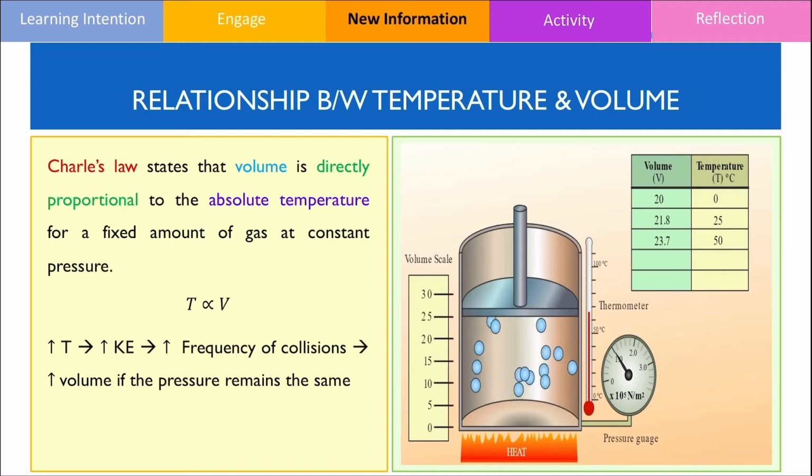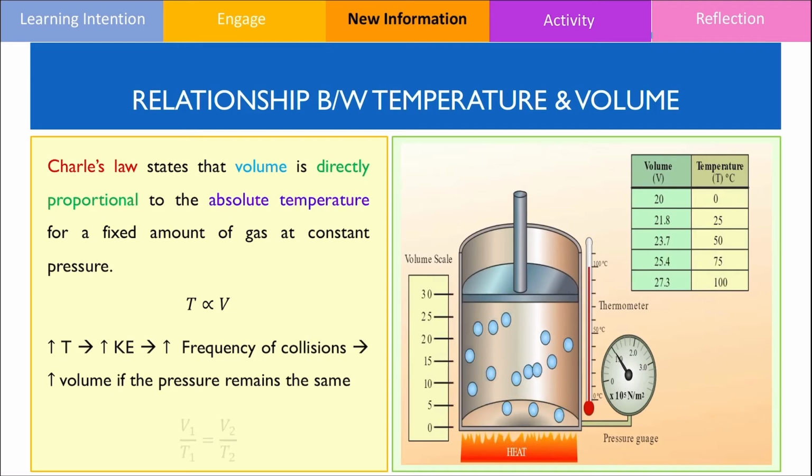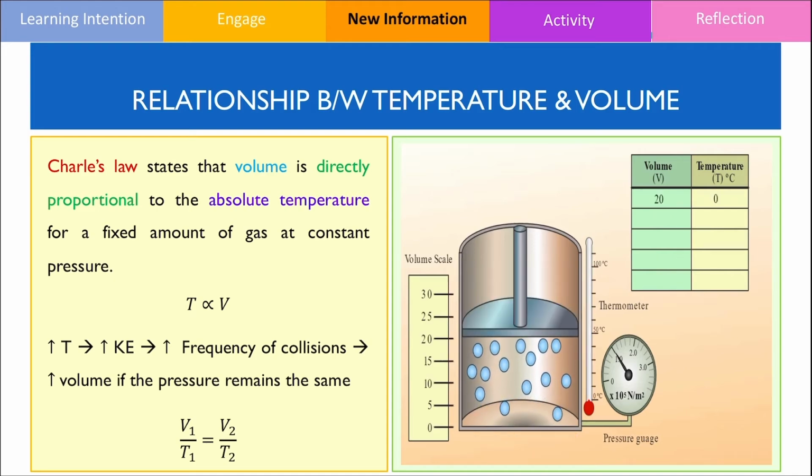Because the ratio between volume and temperature is constant with a fixed amount of gas and pressure, we could use Charles' law to find the volume or temperature of gas under different conditions with the equation down below.